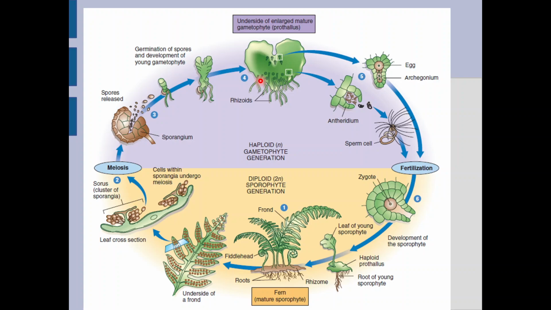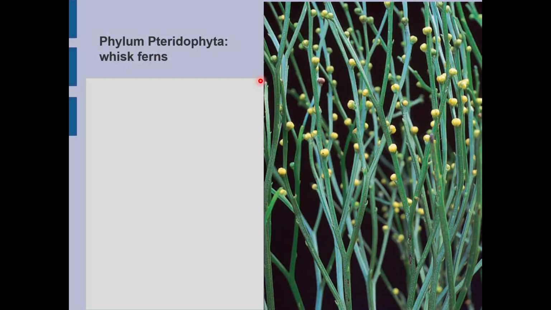So today there is very little of the whisk ferns. The whisk ferns are very rare plants today, and usually they can be found in the tropics. They have a very simple structure. There are no roots and leaves. They only have vascular stems.